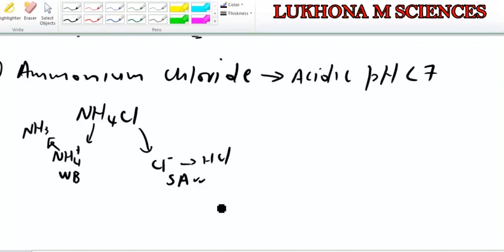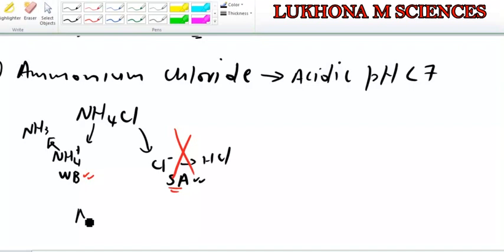Now let's perform hydrolysis. This one will not undergo hydrolysis because it's from a strong acid, a strong species. This one will undergo hydrolysis because it's from a weak base. Now let's perform hydrolysis and see the reason why we say this one is acidic. The first reason is that it's from a weak base and a strong acid. But the perfect reasoning is the hydrolysis.